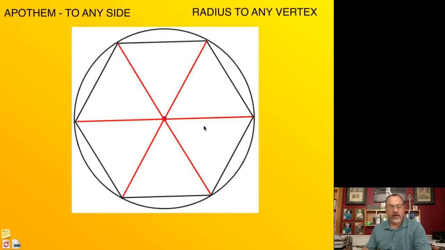Now each of these triangles has the exact same area. They're all congruent triangles. So if I were able to calculate the area of one triangle and multiply it by how many triangles there are, that would be one way to find the area of the regular polygon. That's not the way we're going to do it, but that would be a way.